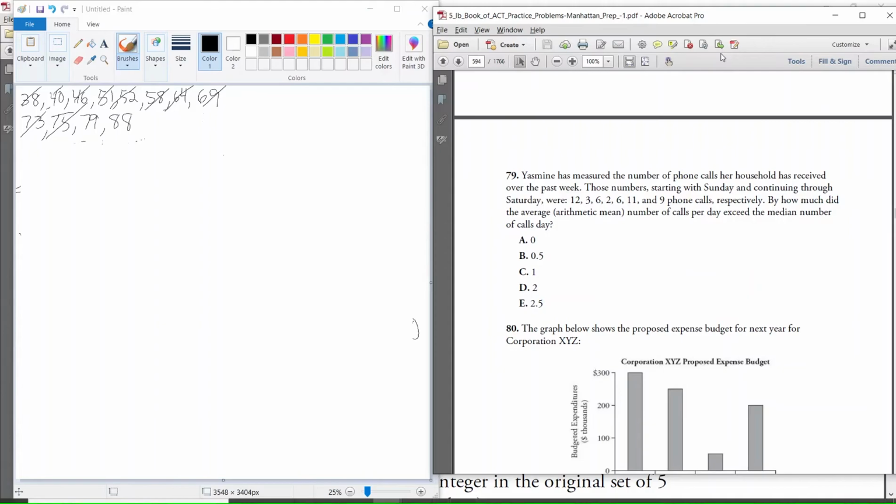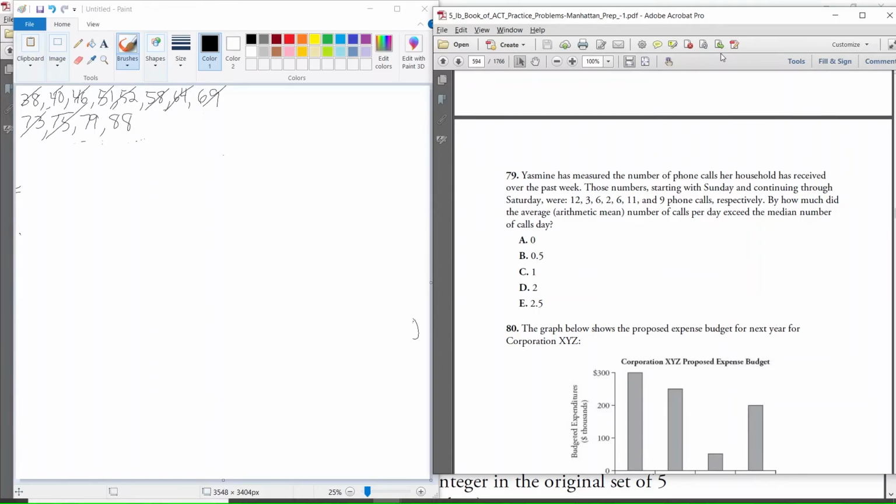Those numbers, starting with Sunday and continuing through Saturday, this is the number of phone calls her household has received, were 12, 3, 6, 2, 6, 11, and 9. So, man, these sometimes get a lot of phone calls. By how much did the average, arithmetic mean, number of calls per day exceed the median number?